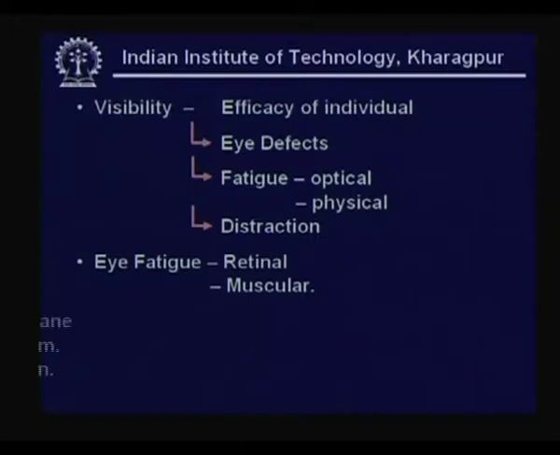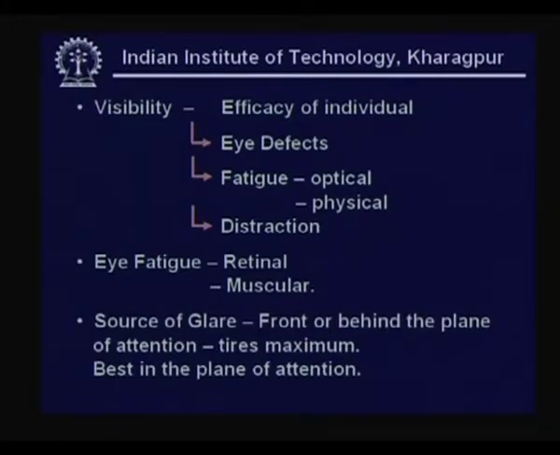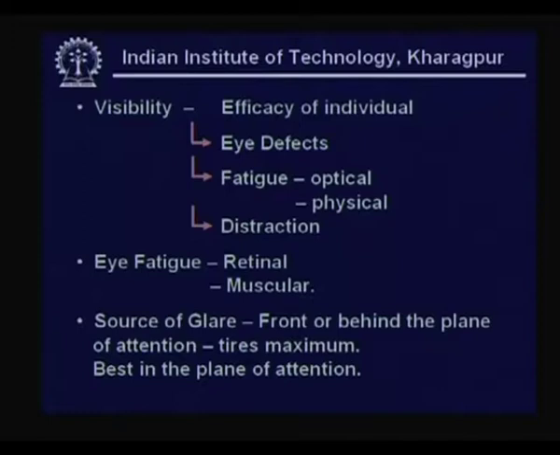Now, coming to eye fatigue, there are two major natures of fatigue. One is retinal, the other is muscular. The next important point that comes is the glare. All of us have experienced glare at some point or the other. In fact, classrooms are one place where glare has been experienced to a very large extent because of bright light falling on some portion of the board. Some of the students are unable to see from certain angles. The source of glare may be either behind or in front of the plane of observation. Here in the slide, the plane of attention is written, meaning the plane in which the object to be observed is. Now, what happens if there is a glare?